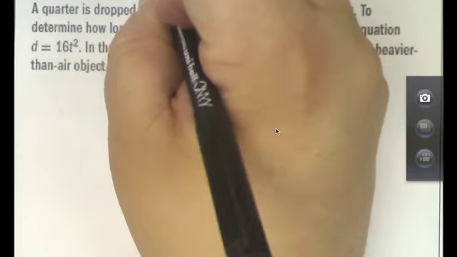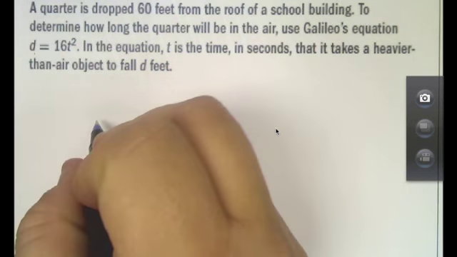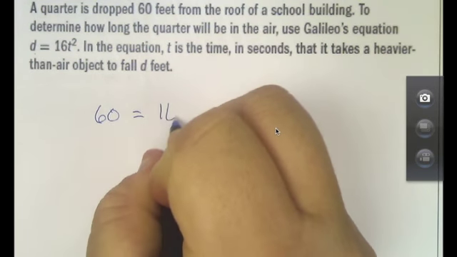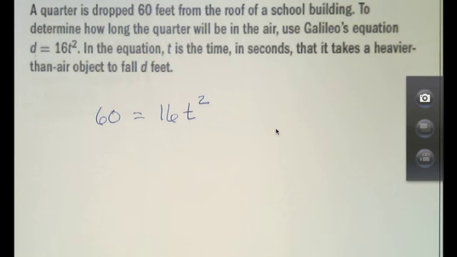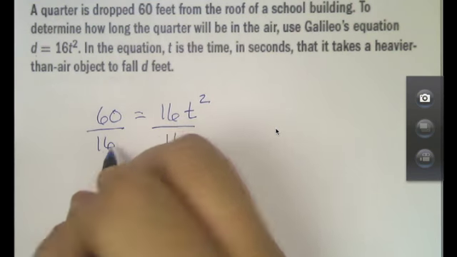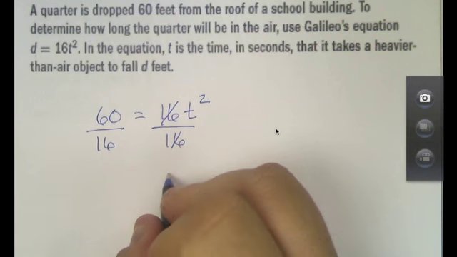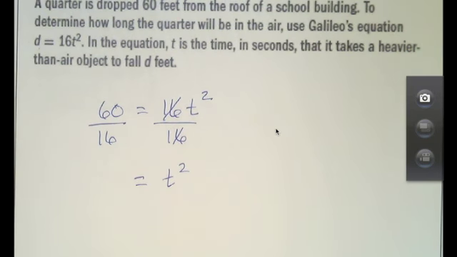Okay? Well, the quarter is dropped 60 feet. So in this case, 60 feet is our d. So I'm going to put that into this equation. 60 equals 16t squared. Okay? So now what I need to do is same process as before on the last problem. I am going to divide by 16. Whatever I do to one side, I have to do to the other side. Leaves me with t squared.